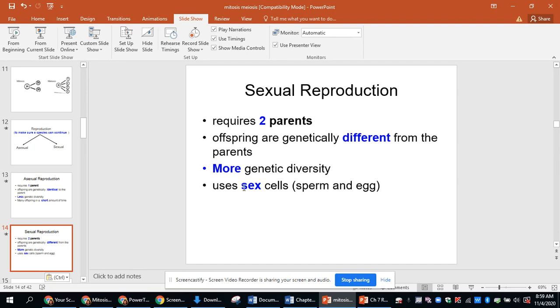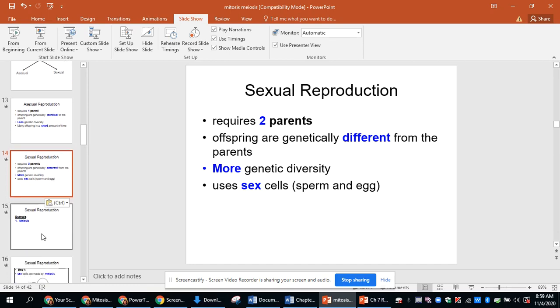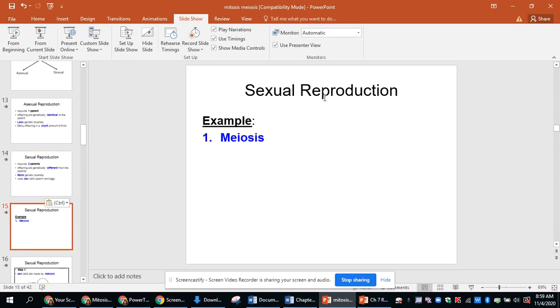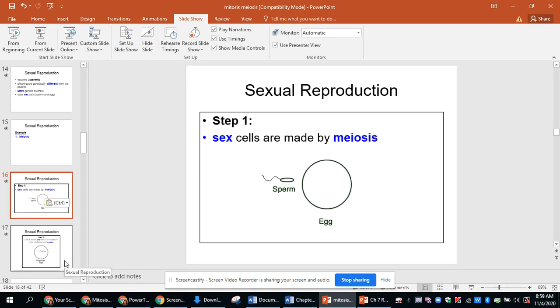Now, because we have two different cells that have to be joined to make this new individual, we're going to have a different way of dividing the cells in order to have only half the number of chromosomes. And this is where meiosis comes in. So this is a form of division that allows for sex cells, or the gametes, being made. And so remember that the gametes are the egg and the sperm. And so they are going to be haploid or have half the number of chromosomes.